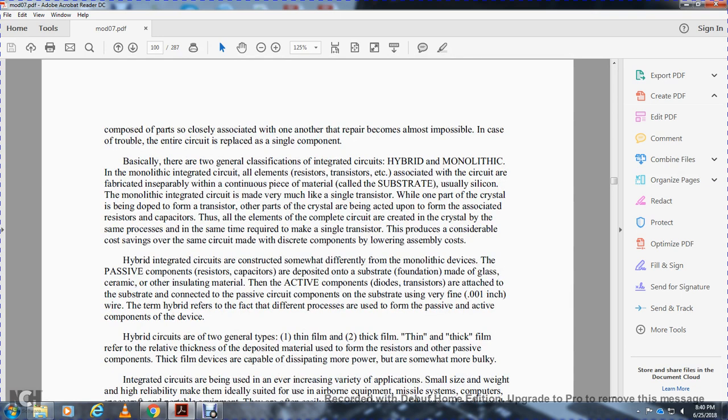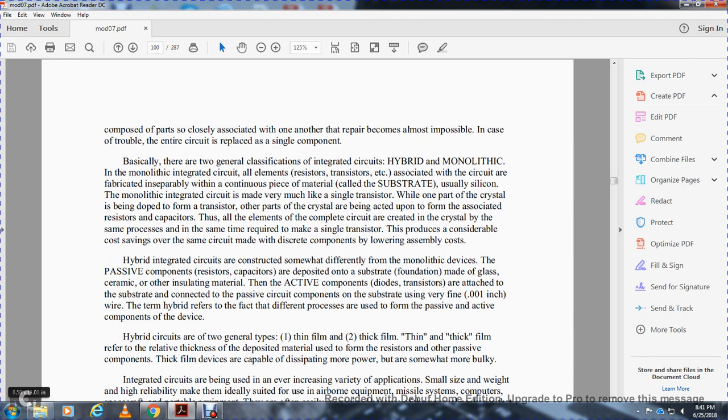Hybrid integrated circuits are constructed somewhat differently. With the monolithic device, the passive components, the resistors and capacitors, are formed on the substrate, with the foundation made of glass, ceramic, or insulated material. Then the active components, the diodes and transistors, are attached to the substrate and connected to the passive circuit components on the substrate using very fine 1/1000 of an inch wire. The term hybrid refers to the fact that different processes form the passive and active components of the device. Hybrid circuits are of two general types: thin film or thick film.